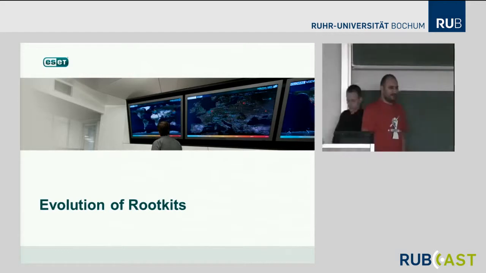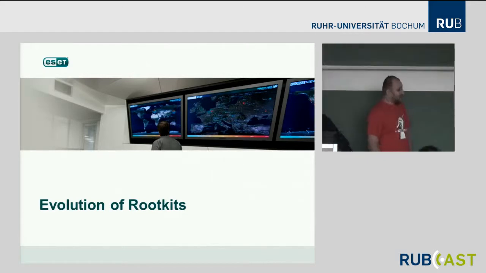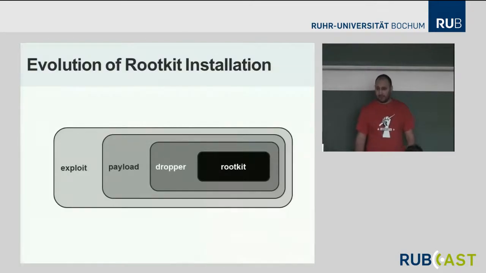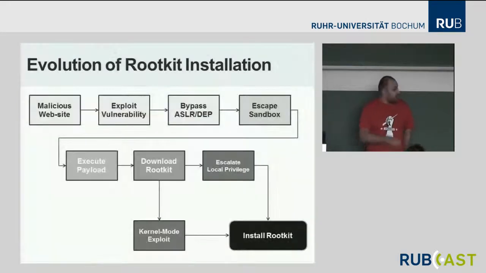Okay. Hello everyone. We come from Russia with rootkits. A few words about the evolution of rootkits. How does it work? It's a simple chain of exploitation points. First, the exploit, payload and dropper execution, and then installing the rootkit. This figure demonstrates how it works in the real world.